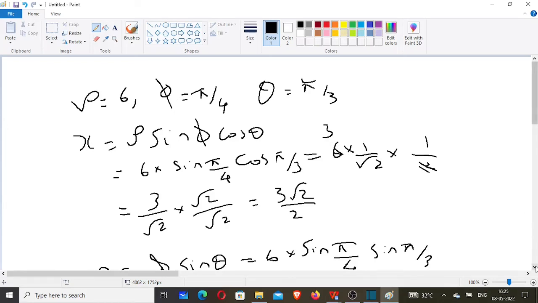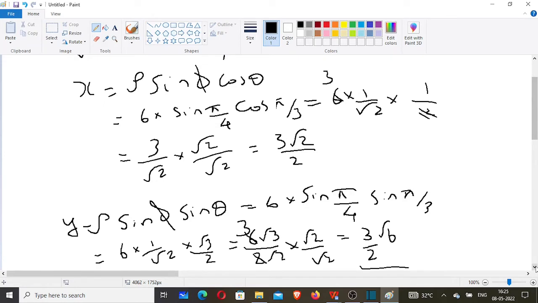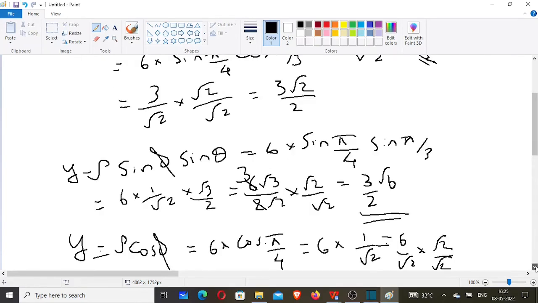Now y is equal to rho sin phi sin theta, which is equal to 6 sin pi by 4 sin pi by 3, which is equal to 6 into 1 by root 2 into root 3 by 2. We can cancel 2, so 3 root 3 by root 2. Now we can multiply numerator and denominator by root 2. So the term is 3 root 6 by 2.